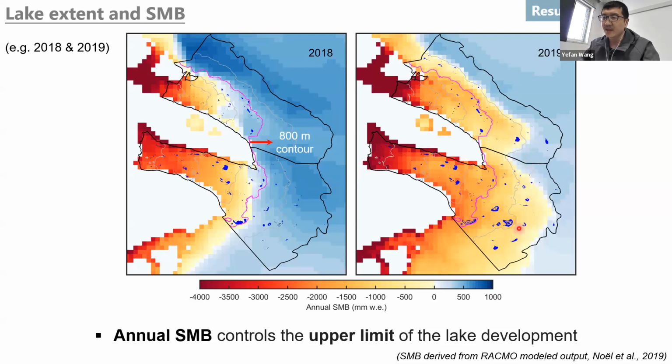So we think the annual surface mass balance controls the upper limit of lake development. When it's getting warmer, the lakes are more developed at higher elevations. But even in the cold years, the lakes can develop up to 800 meters, because it is maybe the lower limit of the ELA for these two glaciers.